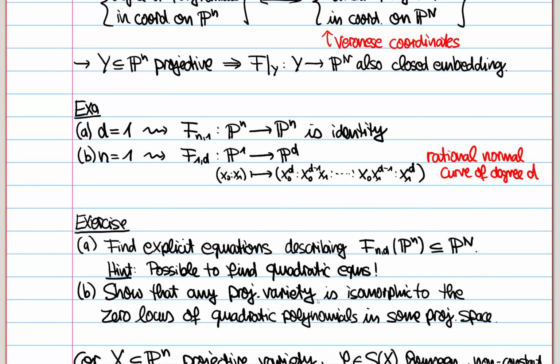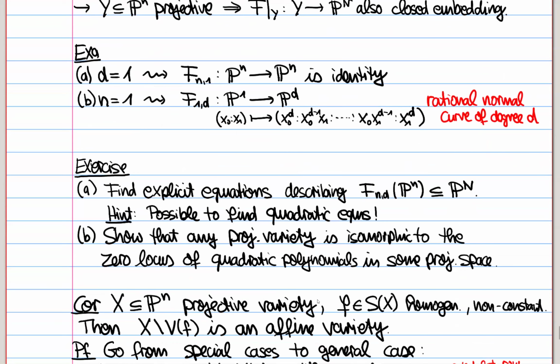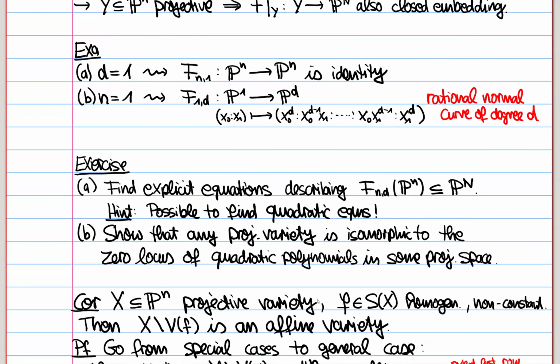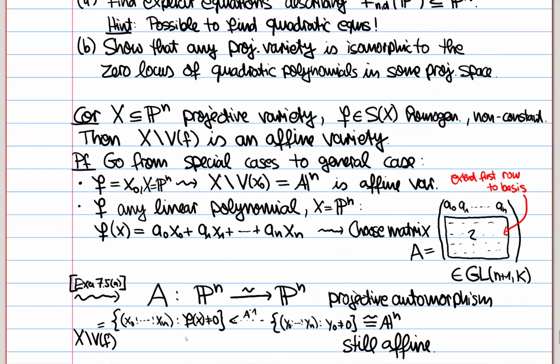Okay. And then the corollary that we started with, the kind of motivation here, if you recall, we started with the motivation that if you have Pn, you remove a linear hyperplane, then you get something affine. And now we're going to the more general setting and saying that if x is a projective variety and you have a homogeneous polynomial, which is non-constant, so of positive degree, then x minus the vanishing locus of this polynomial is an affine variety. So once you remove any one of these hypersurfaces of positive degree, then you are an affine variety.